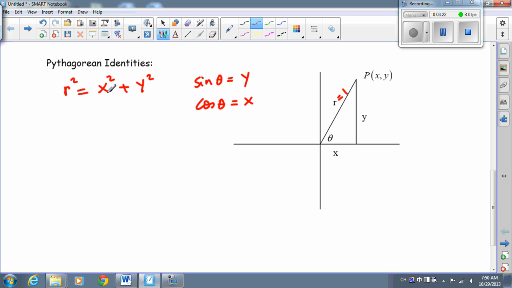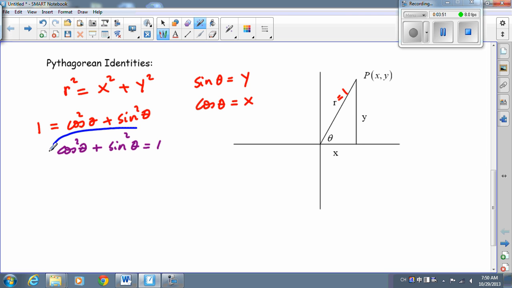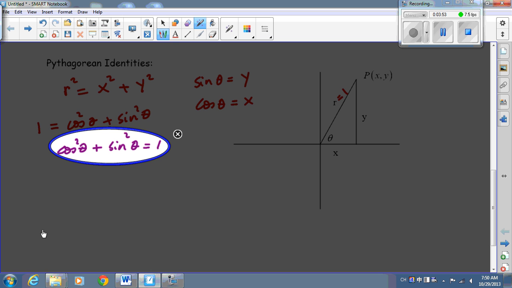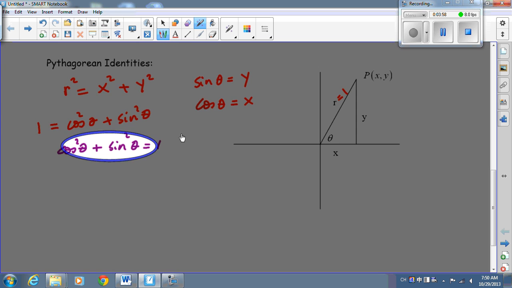So I will say r squared, which is 1, is equal to x squared, which is cosine squared of theta, plus the sine squared of theta. And this is an identity. Usually we write it as follows: cosine squared theta plus sine squared of theta is equal to 1. Guys, you need to understand something. If you do not memorize this, you are not in good shape. The cosine squared of theta plus the sine squared of theta is equal to 1.